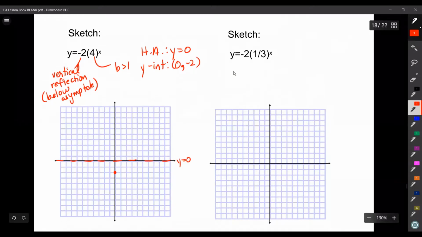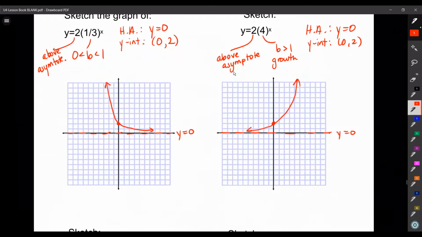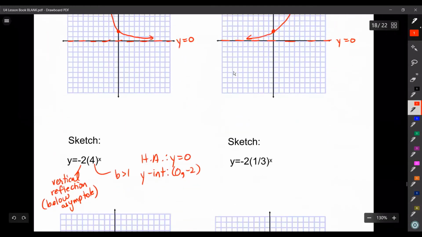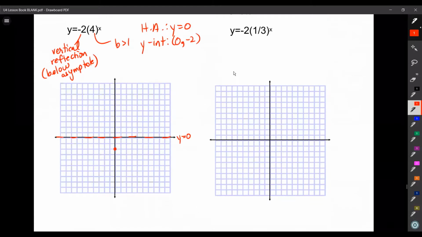So I'm going to plot that down at -2. And we said that it should take on essentially the shape of growth flipped vertically. So it will end up actually being a decreasing graph. So it should look like this. Something like that.